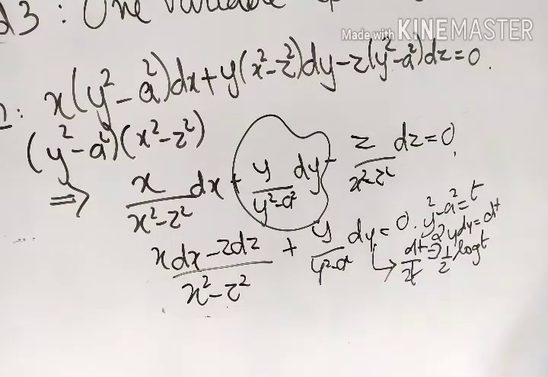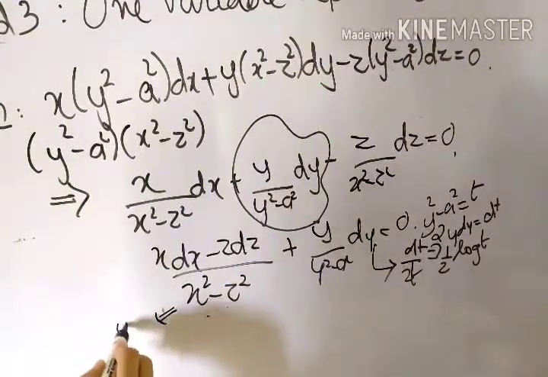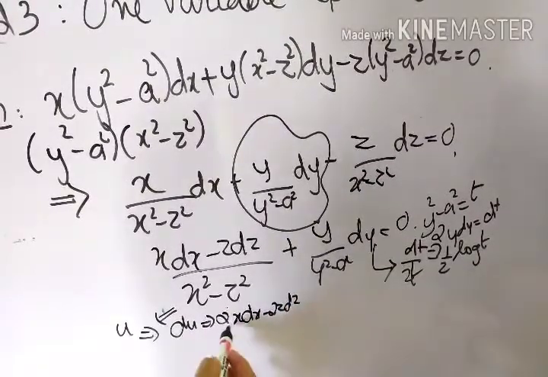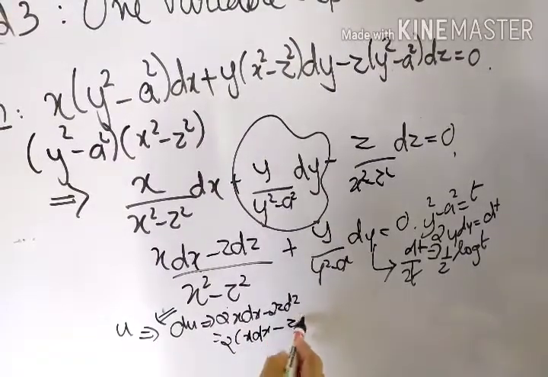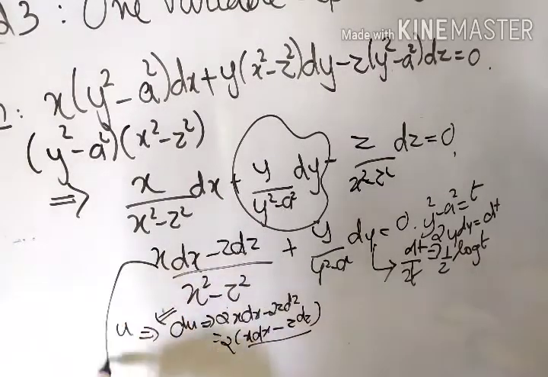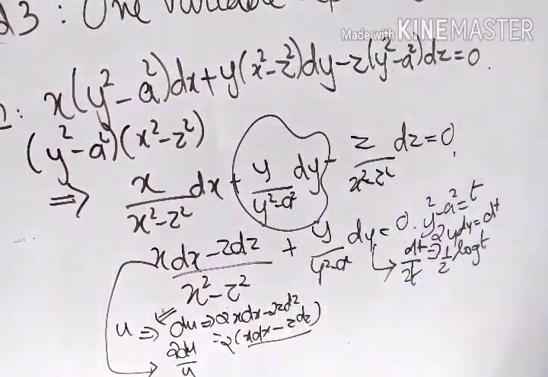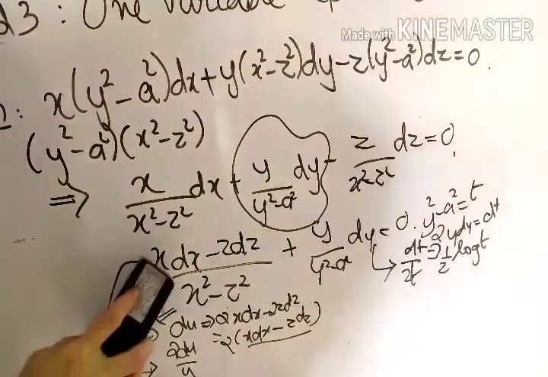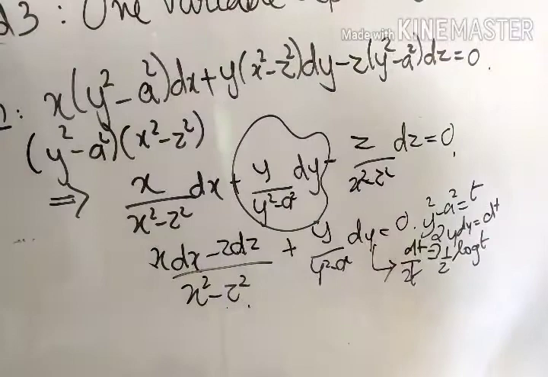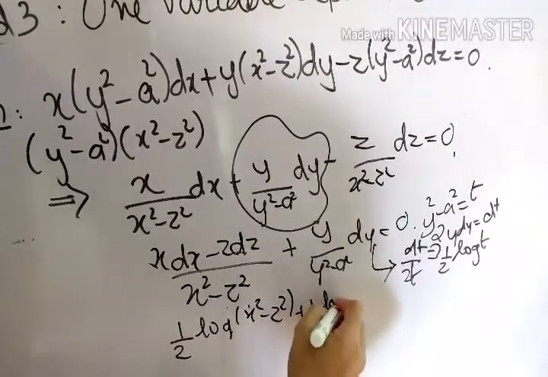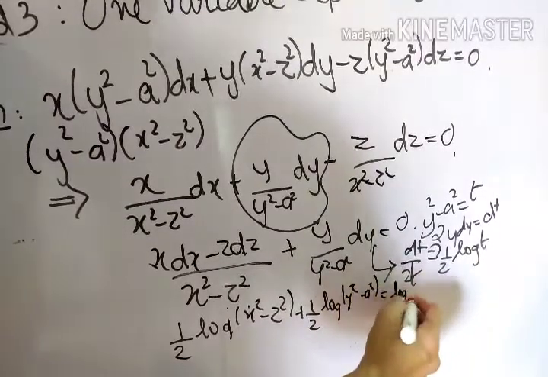Same is the situation over here. If I substitute x² - z² as some other variable u, then du would be 2x dx - 2z dz. This is 2(x dx - z dz), which is the numerator over here. So this fraction would become 2 du by u, which is again a logarithm. We have already learned that whenever the derivative of the denominator is in the numerator, the integral will be of logarithmic format. So here I'm going to have 1/2 log (x² - z²) plus again 1/2 log (y² - a²) is equal to, say, some log c.